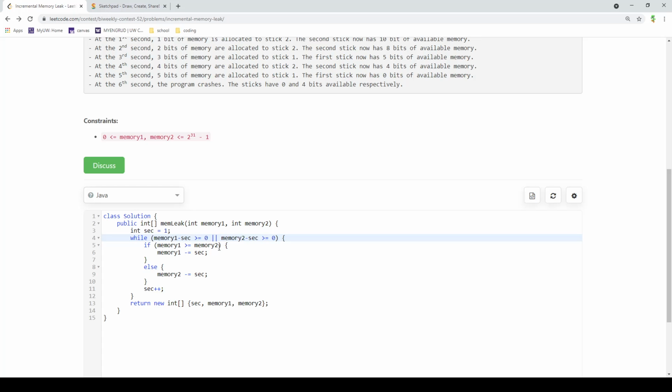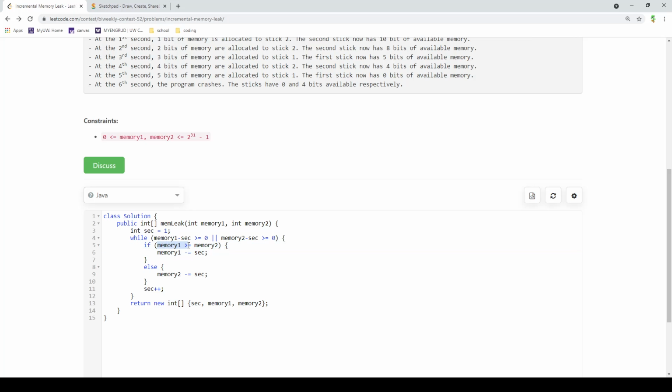If memory1 is greater than or equal to memory2, then I know I can just use memory1 and subtract the number of bits that I need to take away from it. And this works because here I checked to see if either of them has enough space. So if it goes into this if, I know memory1 must have enough space because it's greater than or equal to memory2. So one of them has enough space here, so once I come in here I can just subtract it.